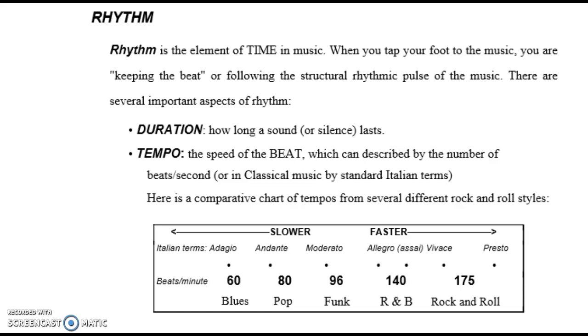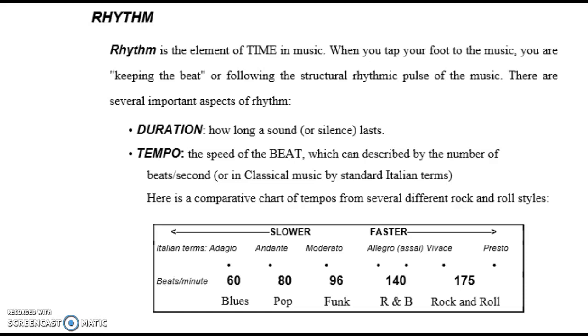The tempo is the speed of the beat of the music. So the beat is that constant pulse that we hear. And it can be described by the number of beats per minute. And that's where I use my metronome. So if it's 60, it's quite slow. I say adagio. 80 is a little bit faster, andante. Moderato, 96. Allegro, quite fast, 140. And vivace and presto, faster, 175.